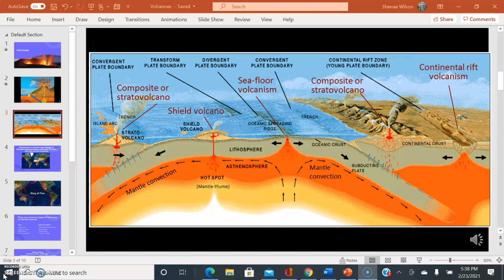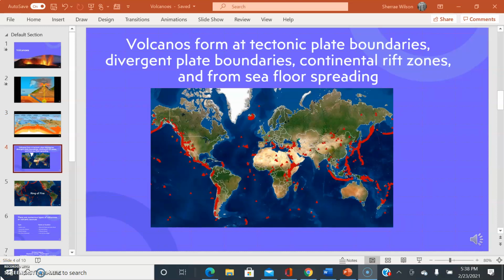Our text gives us a great illustration of plate boundaries, subduction zones, and volcano types. Volcanoes form at tectonic plate boundaries, divergent plate boundaries, continental rift zones, and from seafloor spreading. Almost all composite volcanoes are at subduction zones. Subduction zone volcanoes occur on the overriding plate and are offset inland from the actual plate boundary along the ocean trench. This is known as the Pacific Rim of volcanoes, or the Ring of Fire.